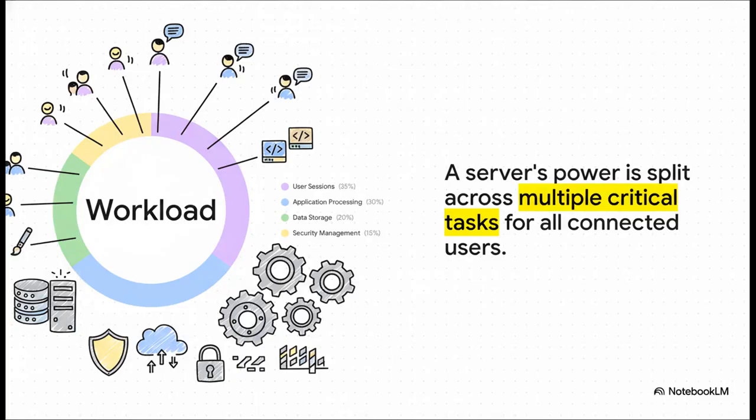And this chart gives us a little peek into that powerhouse's busy day. See this big slice here for user sessions? That's the server making sure your desktop and everyone else's is running smooth as silk. This chunk over here, application processing, that's the raw horsepower needed to run Word or Photoshop or whatever software you're using. And these other pieces, data storage and security, they're the foundation, keeping everything safe and easy to get to. It's a really finely tuned balancing act.